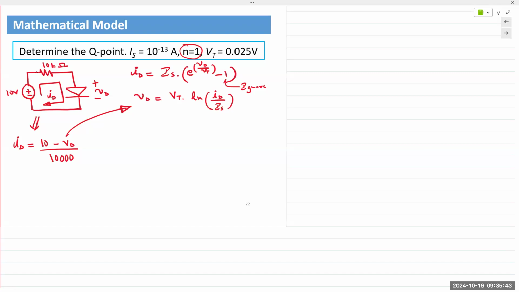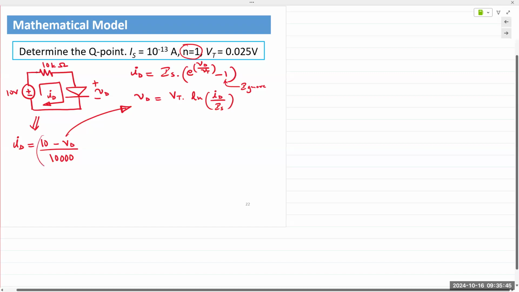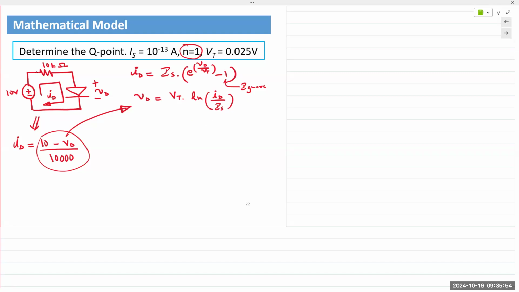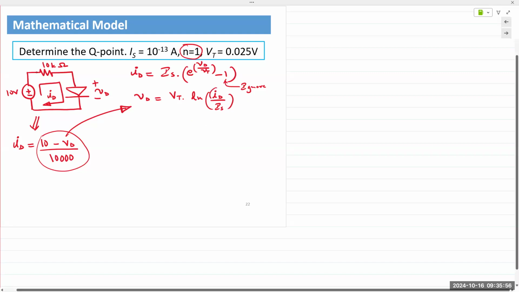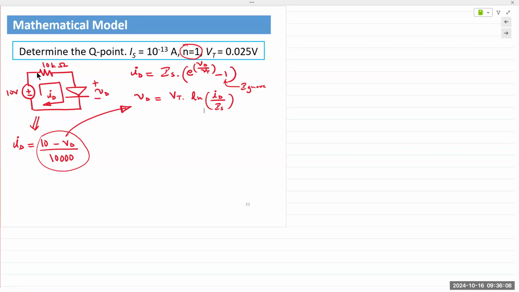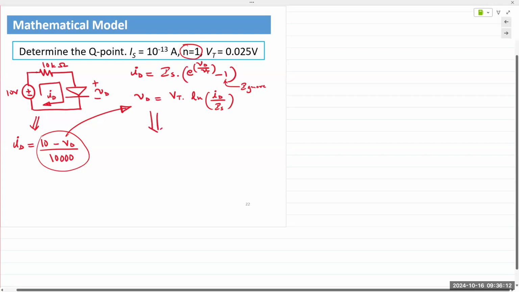We have an expression for ID. That expression contains VD. If you plug that expression into this specific term right there, we can eliminate ID from our expression. We only have one equation in terms of one variable. So this is how it would go.